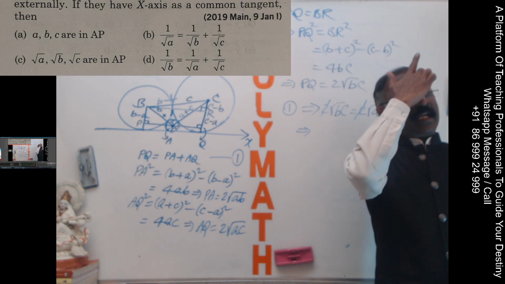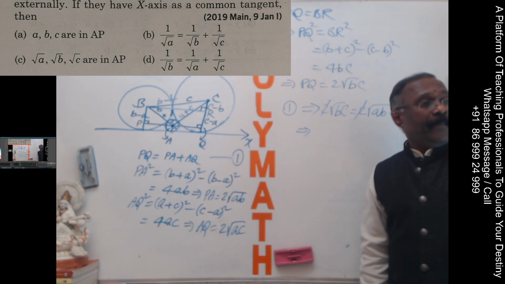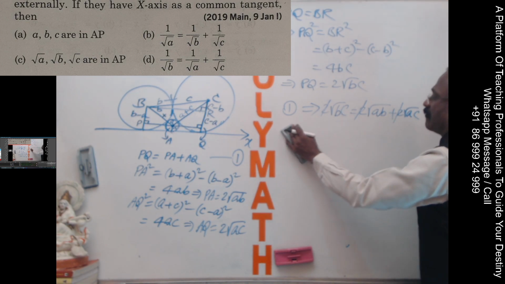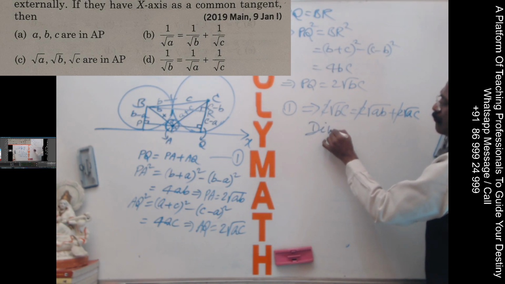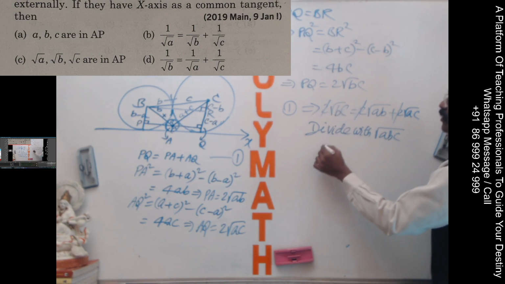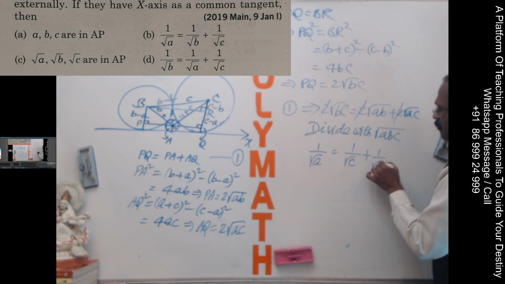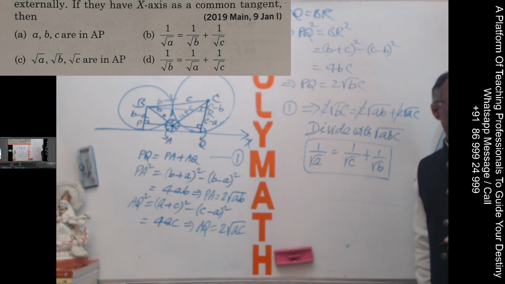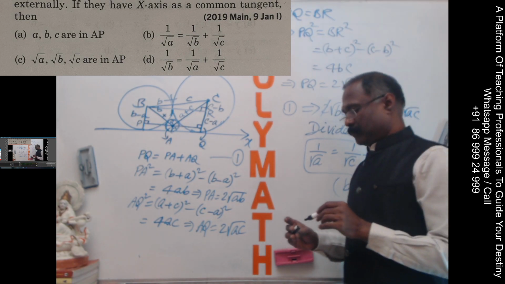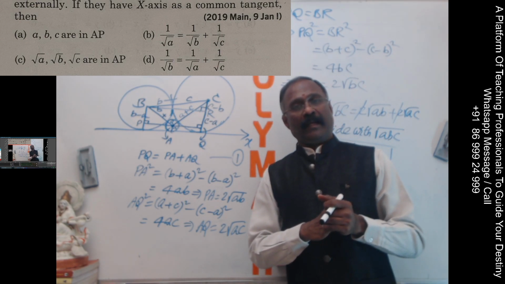1 by root A, root will be there compulsory. A, B, C are not in AP, there is no doubt. And 1 by root A is equal to 1 by root B plus 1 by root C. Maybe we have to divide with root ABC. Then what is that you get? 1 by root A is equal to 1 by root C plus 1 by root B. So option B. Option B, please. See the length of the question.